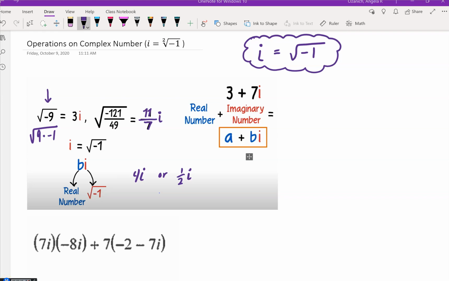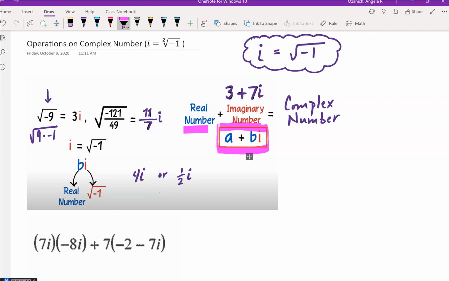Okay, so when a real number like 3 is combined with an imaginary number like 7i, the result is called a complex number. Okay, so complex numbers will always be of the form a + bi, where the real number portion comes first and the imaginary portion of your complex number would be written second.